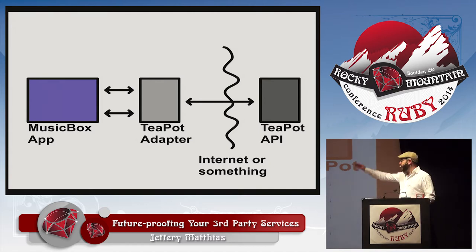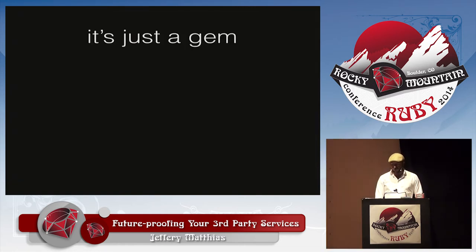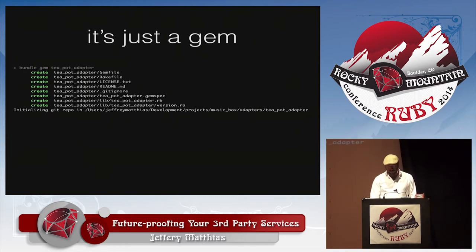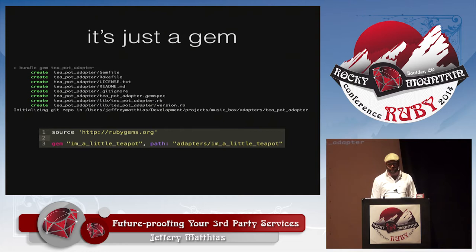So this teapot adapter, this adapter that's designed for our third-party service, the most important thing to understand about it is that it is just a Ruby gem. As in, we run bundle gem teapot adapter. It bootstraps a gem for us, and you don't need to push it anywhere. You can keep it in your repository in the directory that you have it, and you just need to know the path for your gemfile.